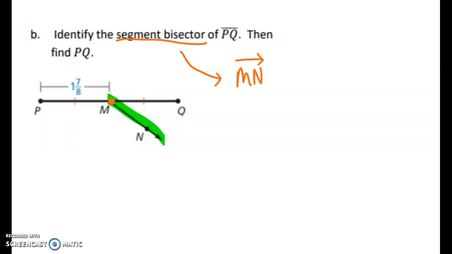Now it wants us to find how long PQ is. Well, if it's a segment bisector, PM, which is 1 7/8, is the same length as MQ. So this is also 1 7/8. So then to find the whole distance, we're going to do 1 7/8 and times it by 2, and I end up with 3.75 or 3 3/4. And you can put that in a calculator, or you can do it by hand.